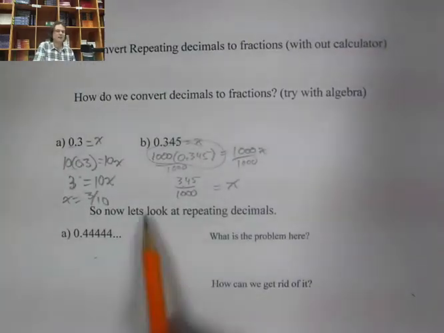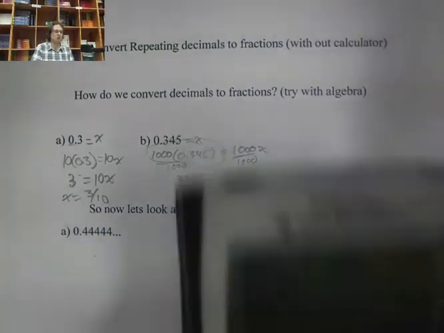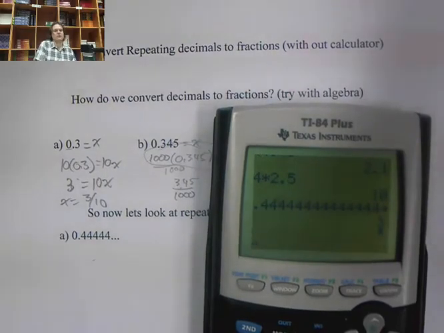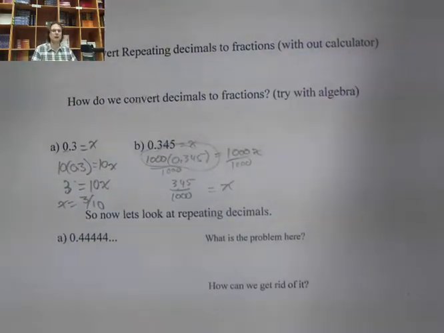Now let's take a look at these repeating decimals. This is how we do it in a calculator. I'm just going to go 0.44444444444, and I'm going to go math, and go fraction, enter, and it gives me 4 over 9. Okay, so it's guessing. But there has to be a way to do this algebraically.